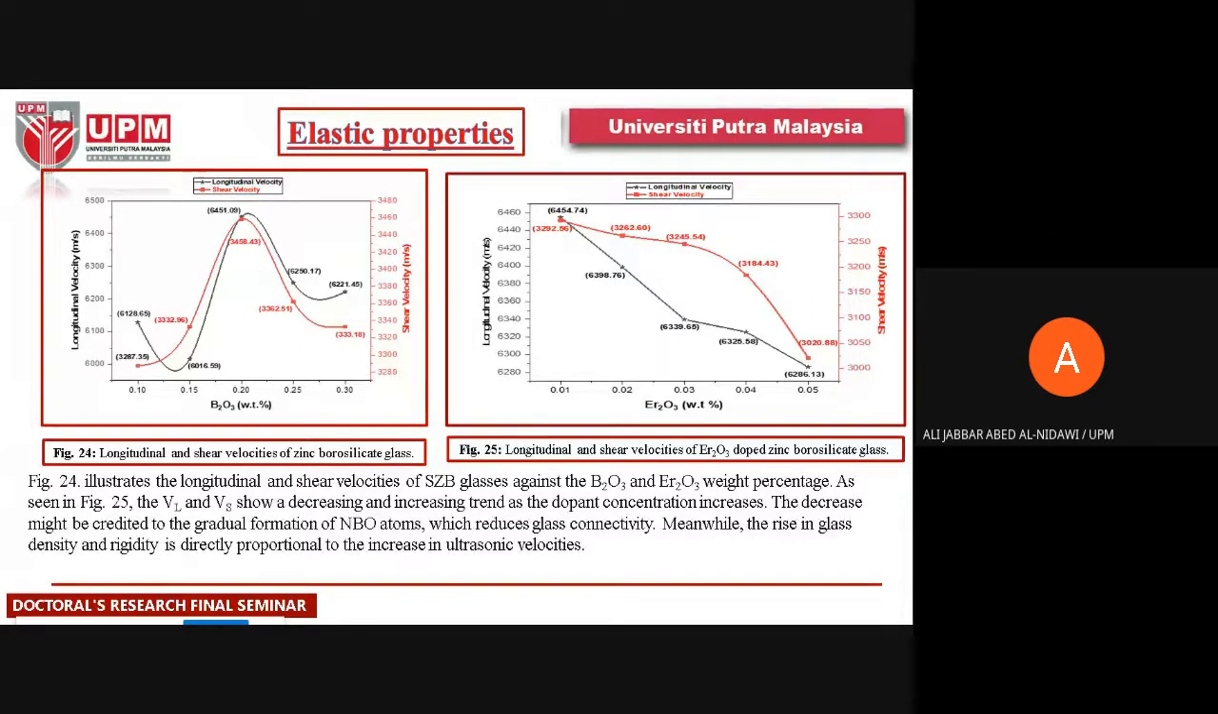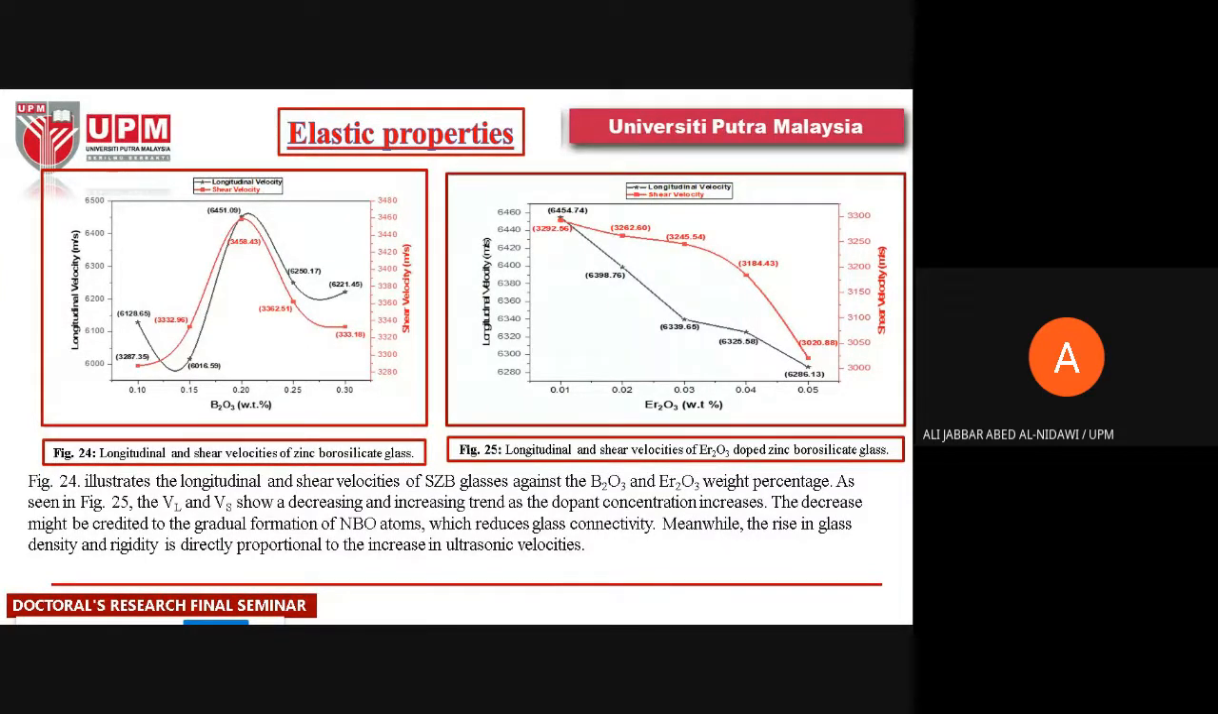The elastic properties were studied and the results are shown in figures 24 and 25, which show the longitudinal and shear velocity of zinc silicate glasses against the boron and erbium weight percentage. As seen in the figure, VL and VS show a decreasing and then increasing trend as the doping concentration increases. The decrease might be related to the gradual forming of non-bridging oxygen atoms, which reduces the glass connectivity.